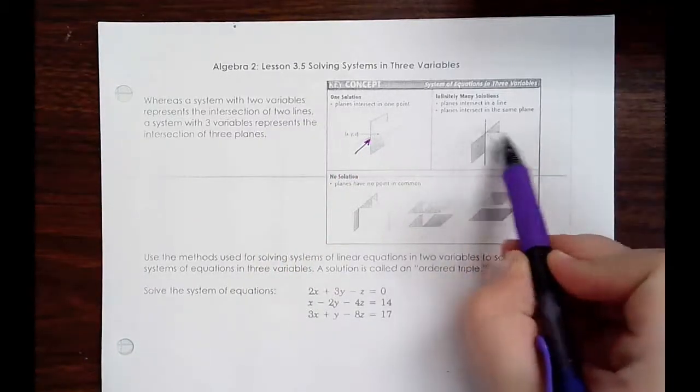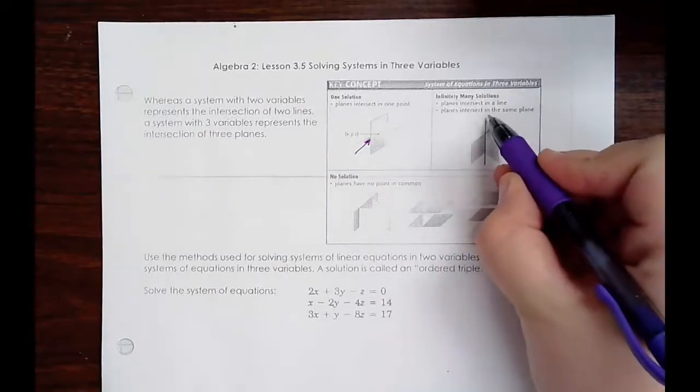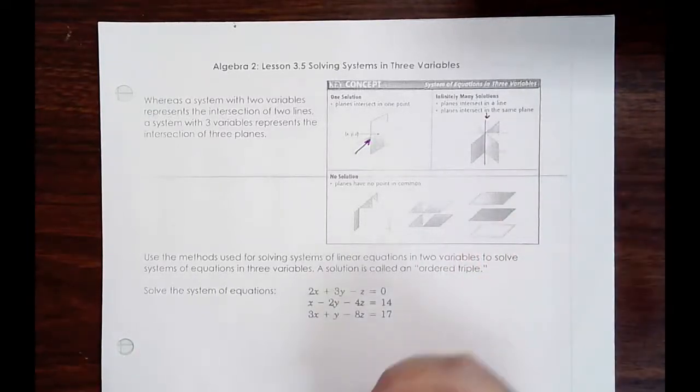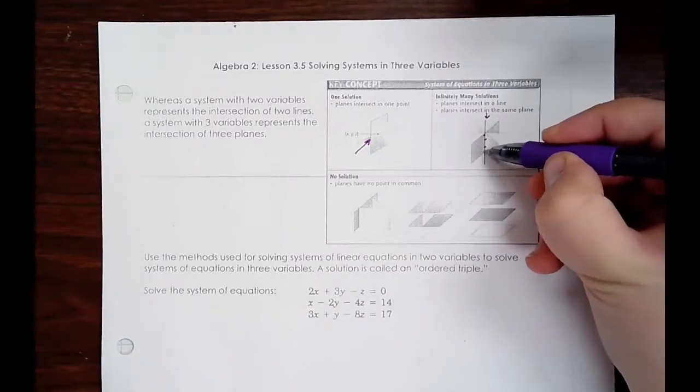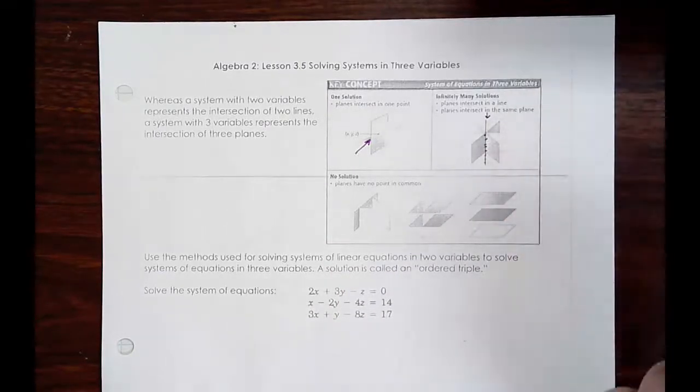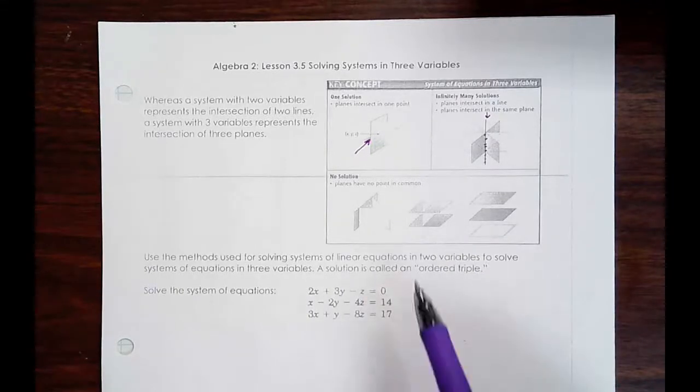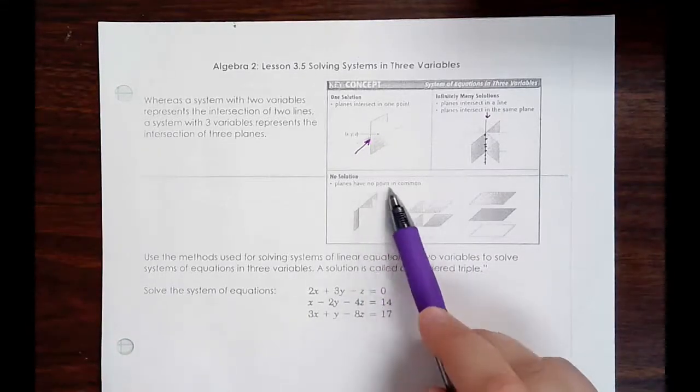When 3 planes come together and that bar is shown right here, that has infinitely many solutions, because you can think of how many coordinate points you could put on that line. It'd be infinitely many. You can also have no solution where they have no point in common.